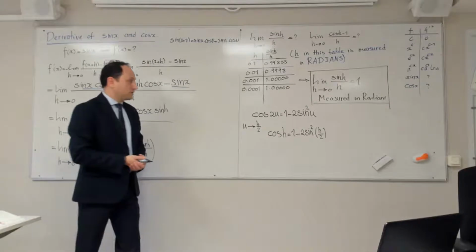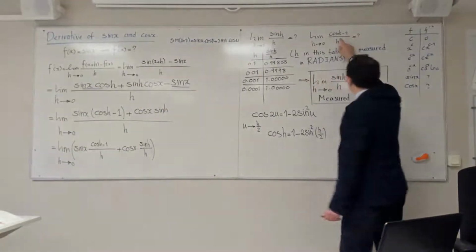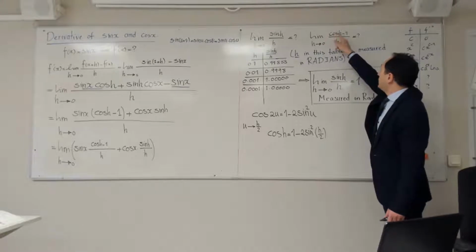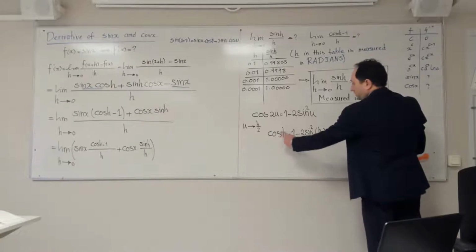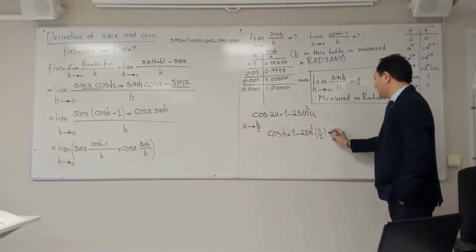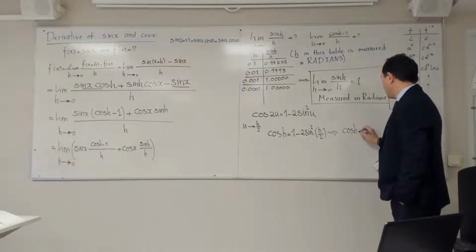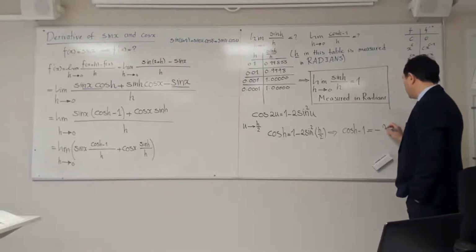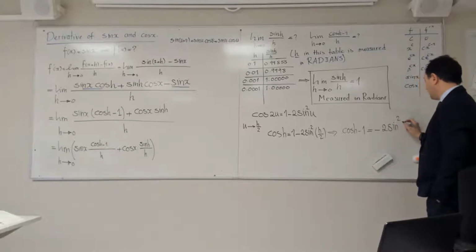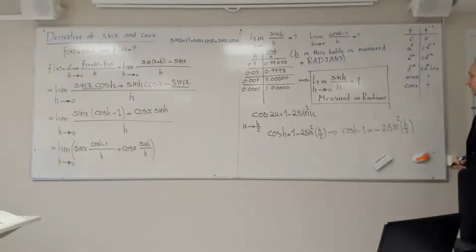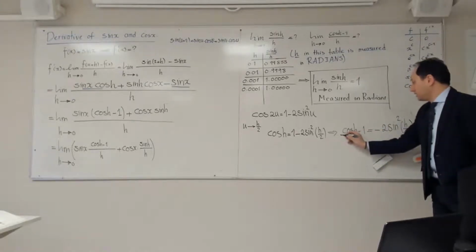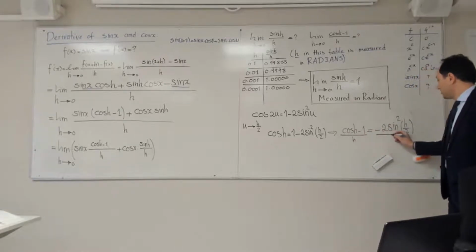And then what I do, you see, I need this combination, cosine h minus 1. So I move 1 to the right-hand side. What happens? This tells me that cosine h minus 1 is equal to negative 2 sine squared h over 2. And what I do, I divide by h to get that one. So let me just do it here. I then divide both sides by h.